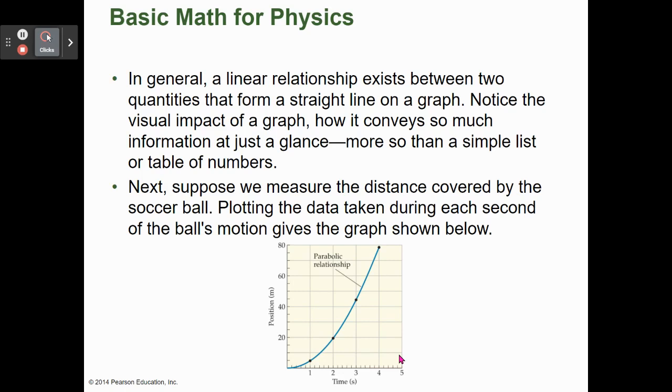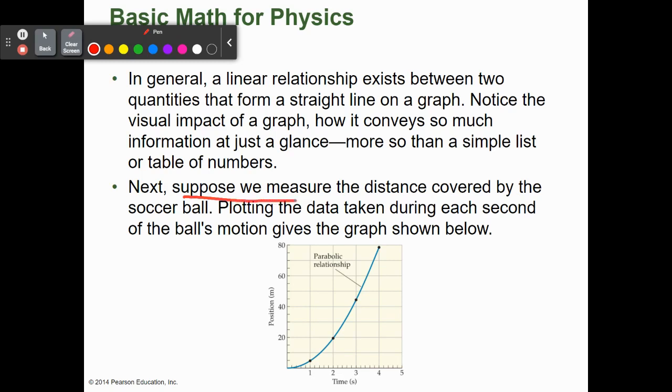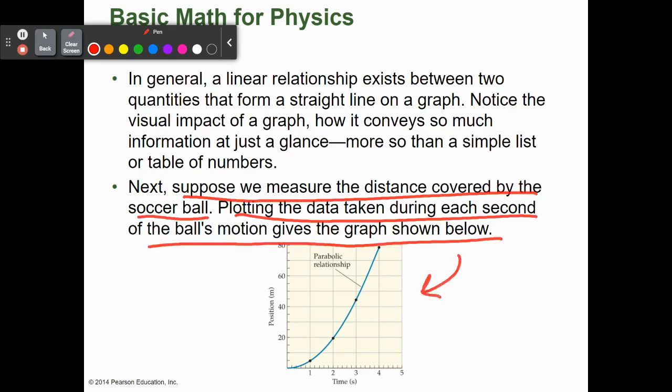Okay? So let's look at this example. All right, so suppose we measure the distance covered by a soccer ball, and we plot the data during each second of the ball's motion. We call this a nonlinear graph, for obvious reasons. It's also called a parabolic relationship. So if you remember back to algebra, what's a parabola? Where it makes that little U shape. And what we have is half of a parabola right here. Okay, so it's a parabolic relationship.